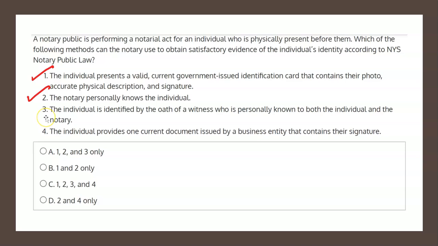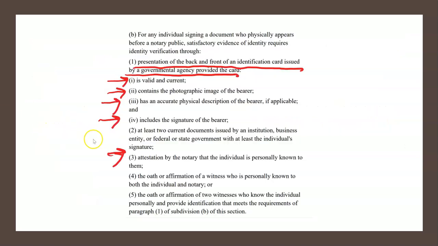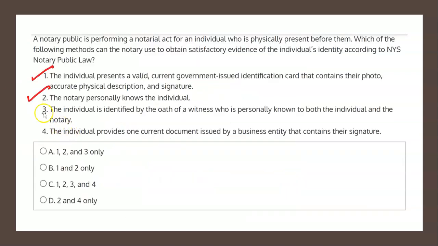Method 3 states the individual is identified by the oath of a witness who is personally known to both the individual and the notary. Back to the law, we have here at subsection 4, the oath or affirmation of a witness who is personally known to both the individual and notary. Therefore, method 3 is also a satisfactory form of evidence of identity. We can put a check mark next to it.